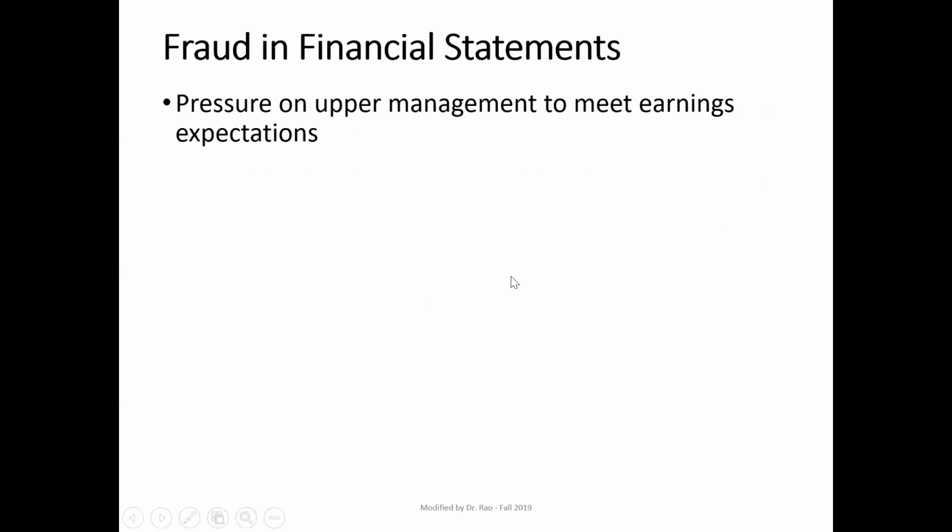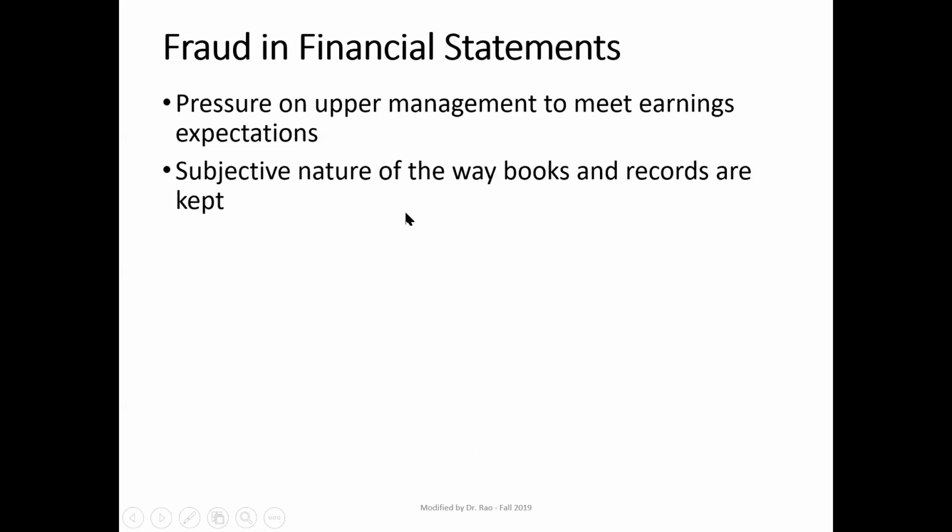So the question is, how does financial statement fraud come about? To start with, there is immense pressure on upper management to meet earnings expectations. Unfortunately, we have a short-term view of a company's life instead of taking the long-term view that the company is going to be there for a long time. The pressure is increasingly on a quarterly basis, on a monthly basis. Have they performed the way we expected them to perform? And sometimes the expectations are rather unreasonable. So this puts immense pressure on upper management to probably think about committing fraud in financial statements.